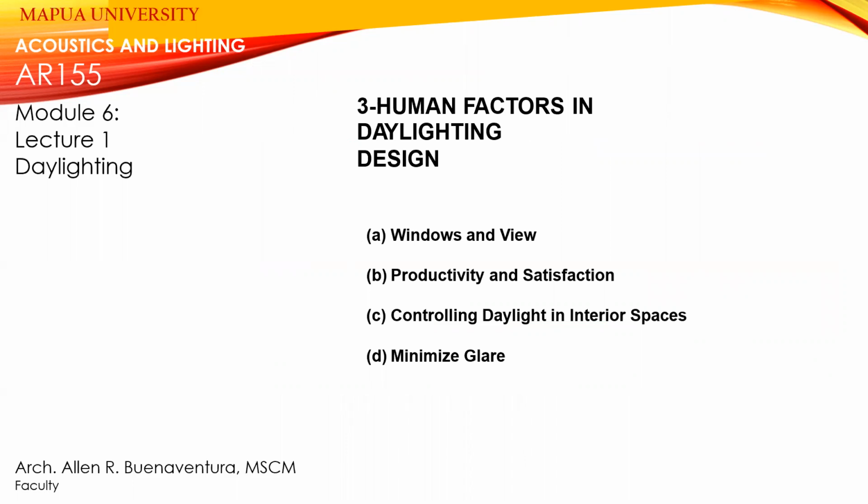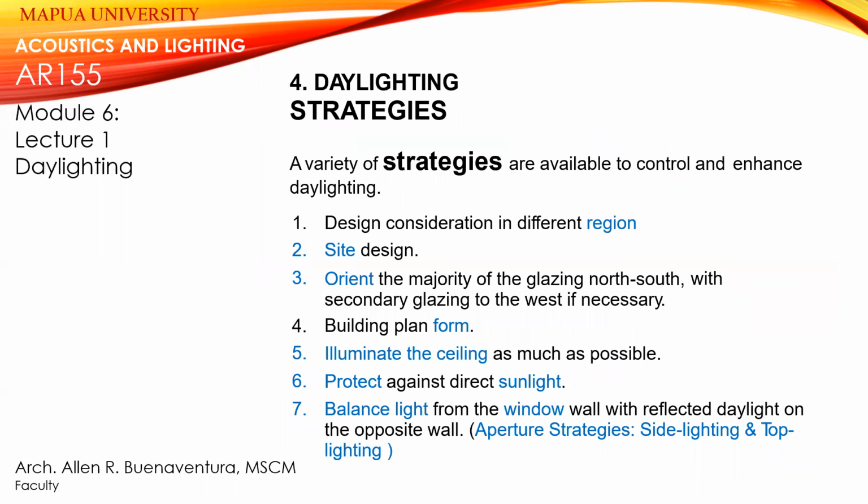So, human factors in daylighting design. Number 1 is windows and view. Number 2 is productivity and satisfaction. Number 3 is controlling daylight in special spaces. And number 4 is minimize glare. So, daylighting strategies: a variety of strategies are available to control and enhance daylighting.